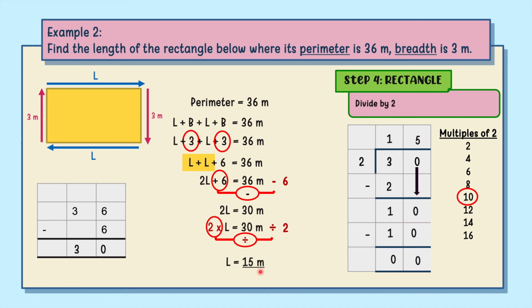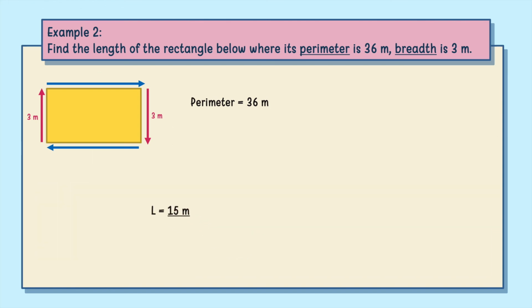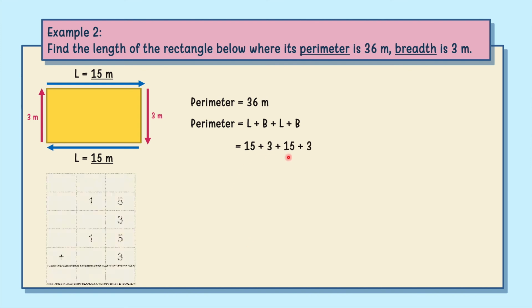So let's check if the length is really 15 meter. So I'm gonna write it down. So I have here perimeter L plus B plus L plus B. So we have here L is 15 plus 3 plus 15 plus 3. I will show the working. So 5 plus 3 plus 5 plus 3, the answer is 16. So plus 1 at the top, regroup, 1 plus 1 plus 1, 3. So my answer is 36 meter. So 36 meter is the same as the question given here. So which means this is the correct answer. So length is 15 meter.